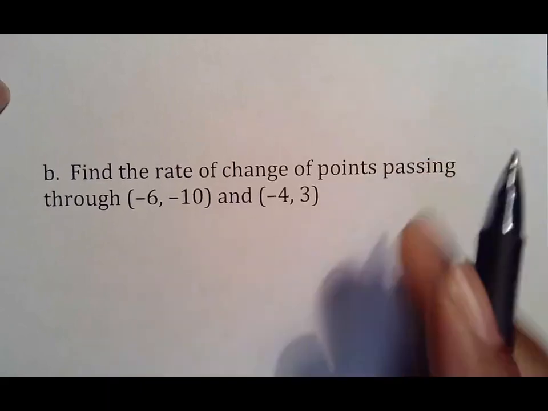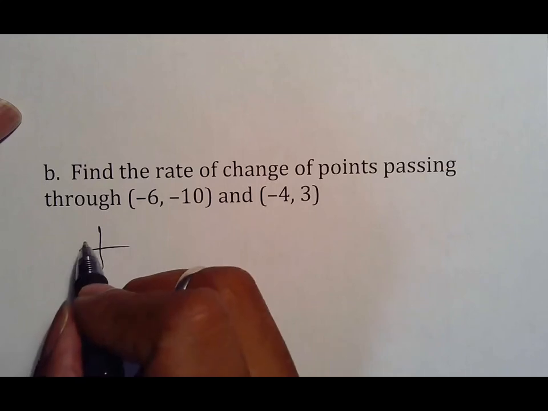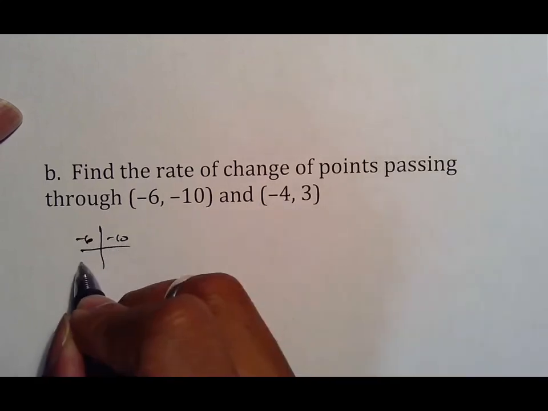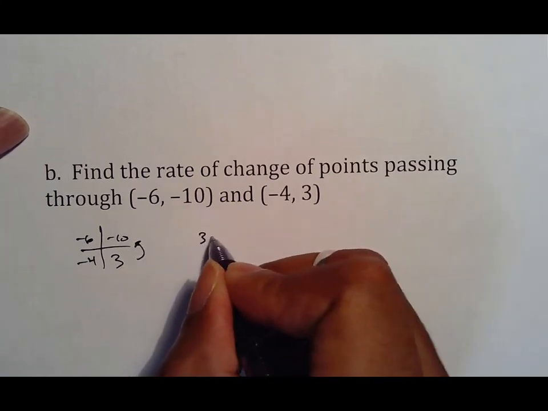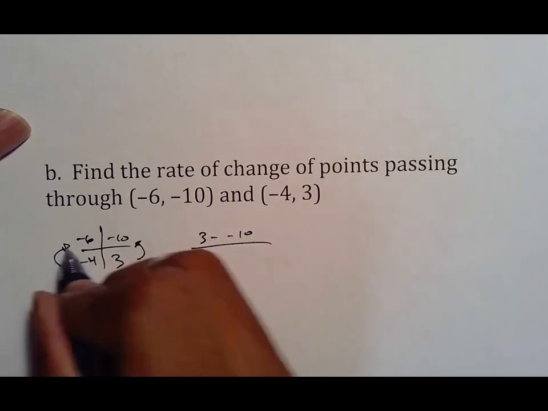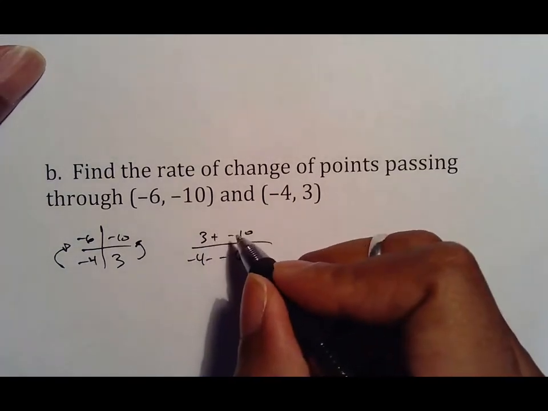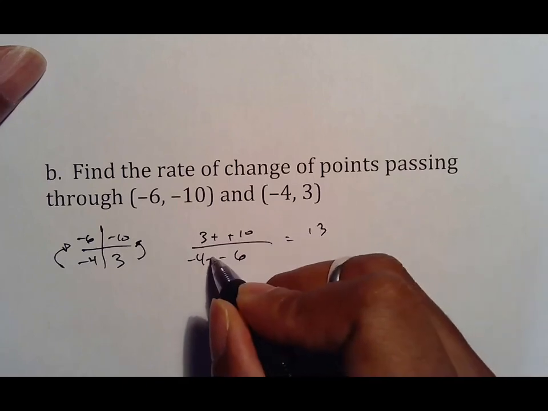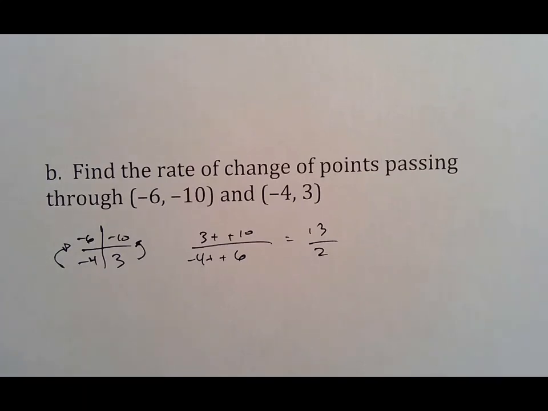And so if I was to do B, I don't need an XY table. I simply take this point, put it here, take this point, put it here, and again, following that pattern, 3 minus negative 10 over negative 4 minus negative 6. These two switch, making 13. These two switch, making 2. 13 over 2 would be my slope. Yes, it is. And that is it. Okay? So again, that's pretty much what you're looking at there.